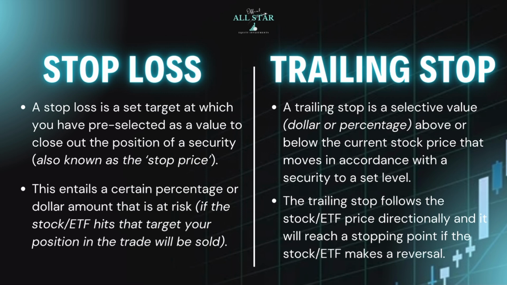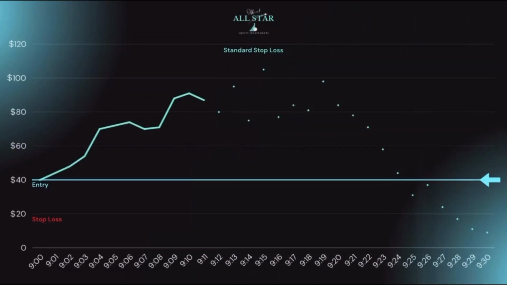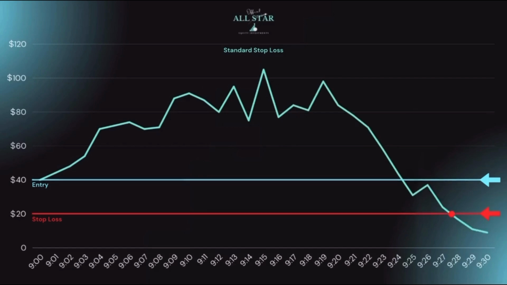So let's take a look at this in an example. Okay, so this is a replication of a standard stop loss trade. On the screen, you see an entry price level set at $40, and the stock motions up and down within a 30-minute period. In this example, over the course of time, once the stock falls and reaches the red line, this initiates the stop target. Therefore, the stop price point shows the level at which the position is closed to sell at.